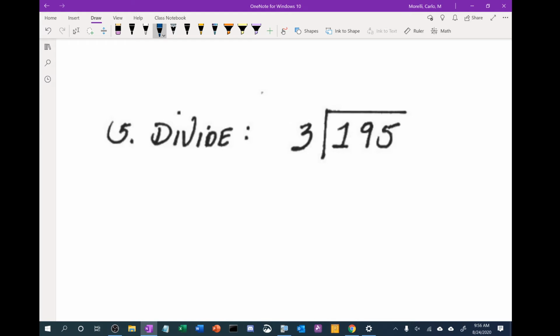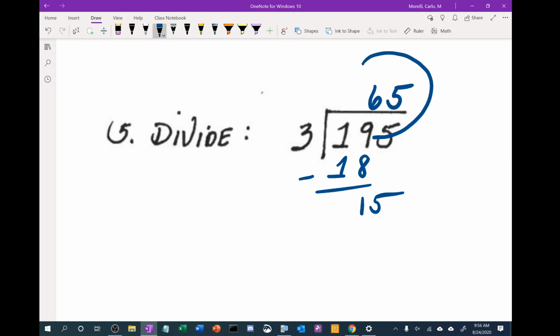Okay. Good. 6 times 3 is 18. 19 minus 18 is 1. Bring down the 5. How many times does 3 go into 15? 5. So 195 divided by 3 is 65.